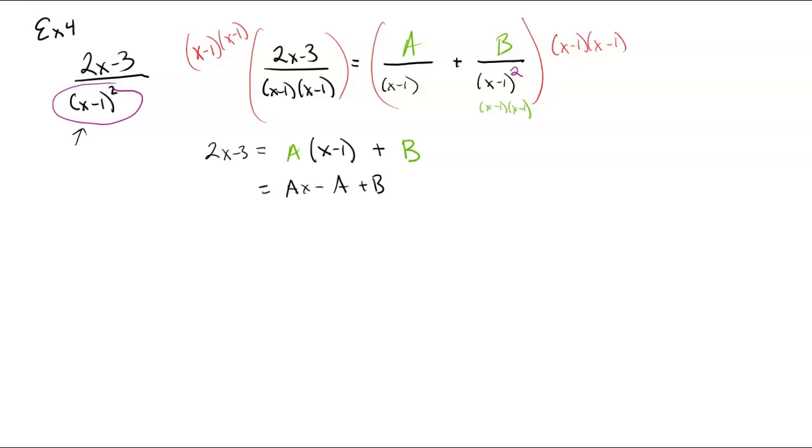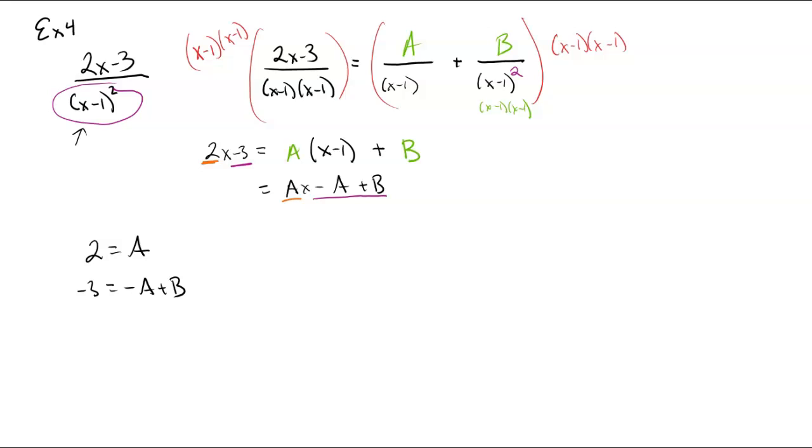Great news. I don't need to rearrange things, which is nice. Okay. I also don't need to really factor anything out because there's only one thing that has an x with it. So here is my coefficients to my x, so 2 and a. And then my coefficient, or my constant, is -3 and -a plus b. So my two equations, 2 is equal to a, -3 is equal to -a plus b.